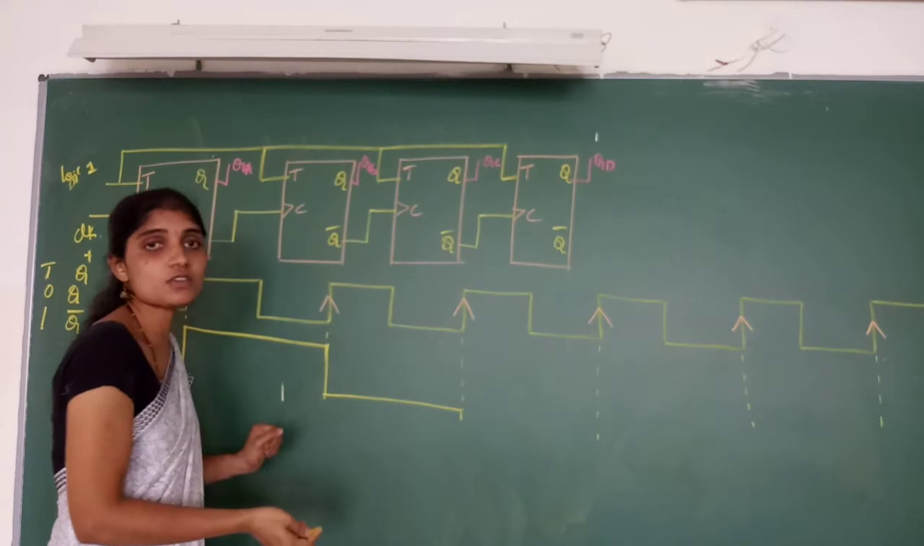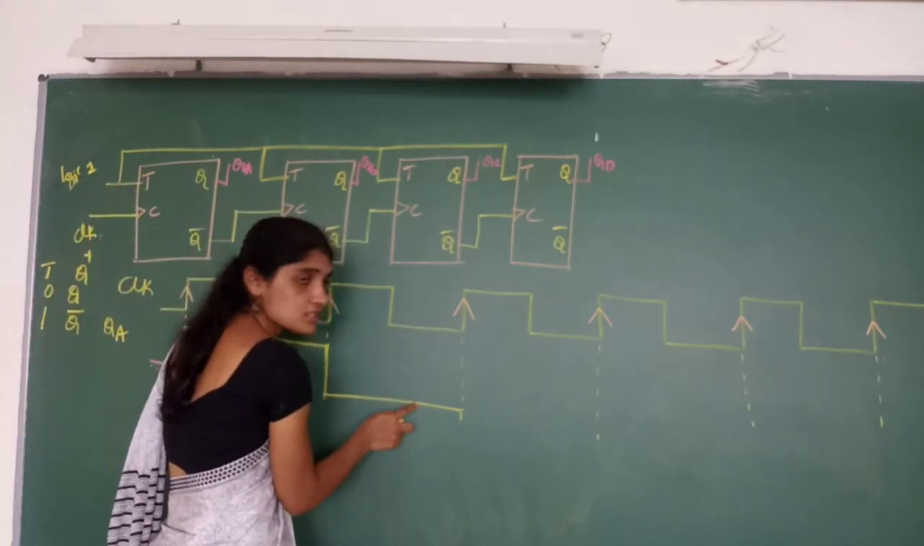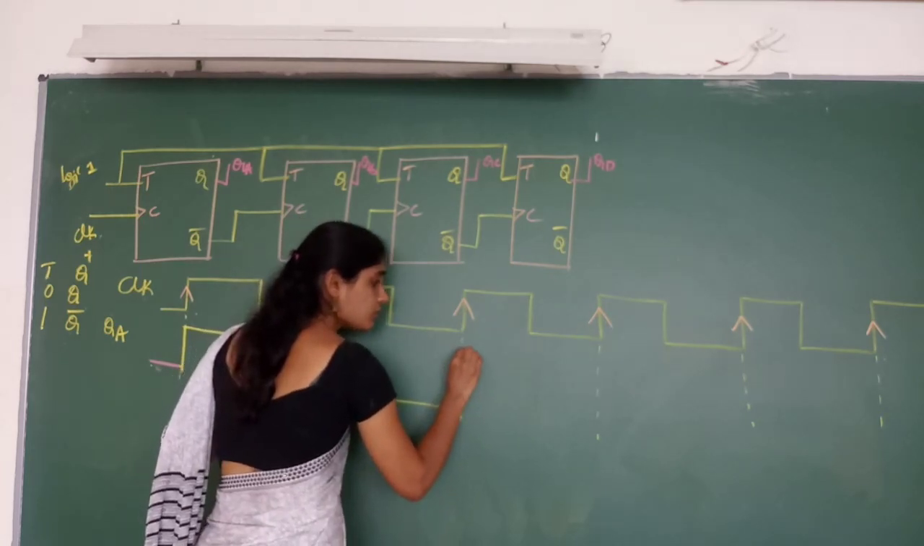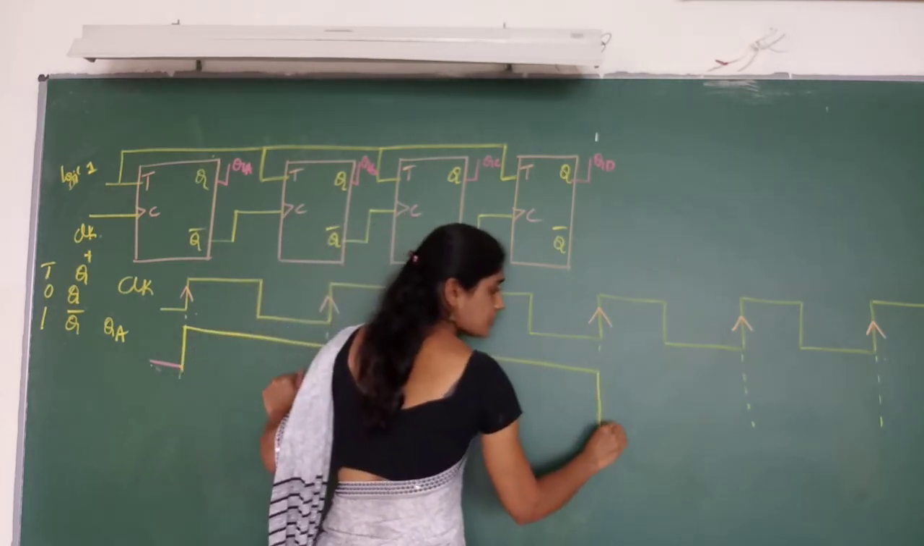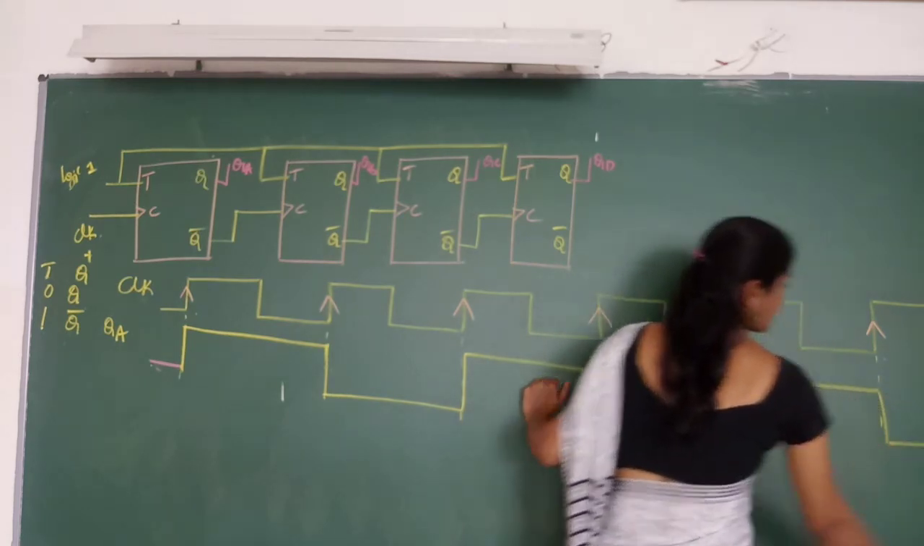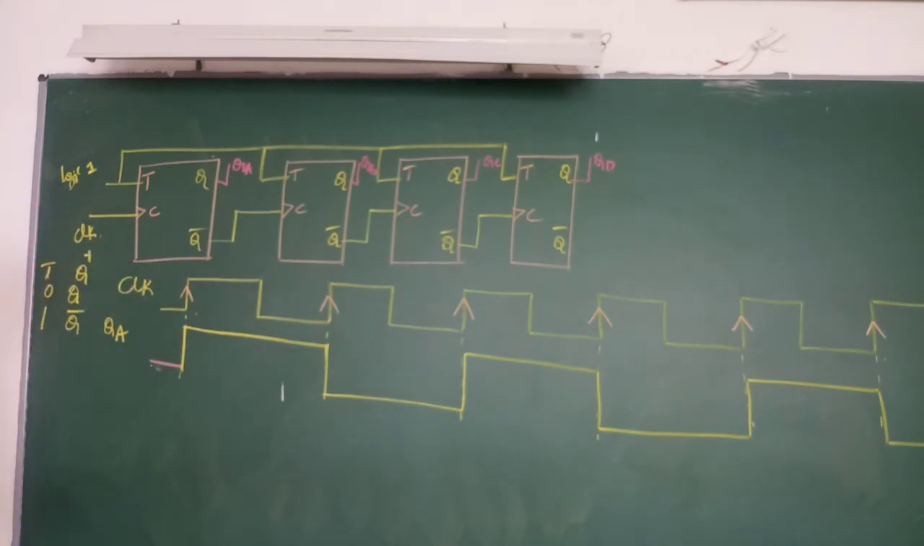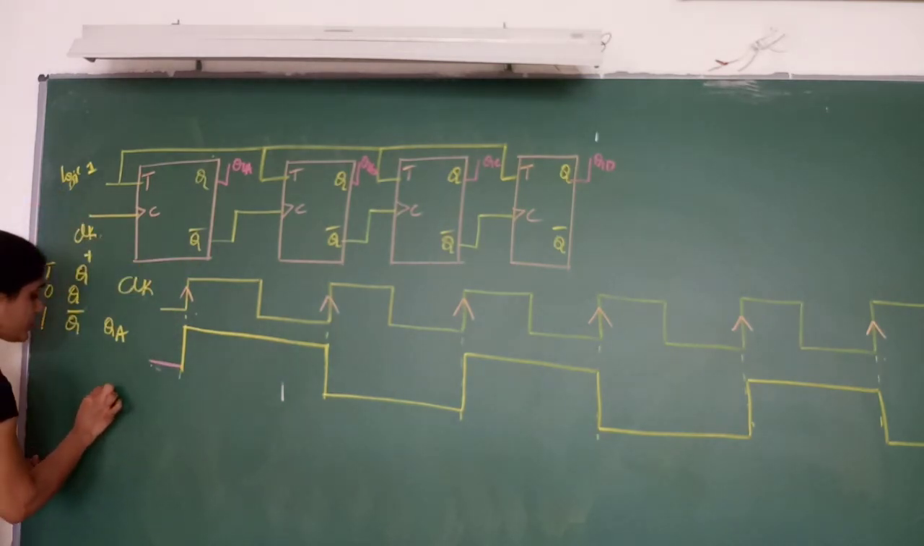That is how a positive edge triggered flip-flop will work. At this edge, what is the previous state? 0. T is 1, so it will toggle: 1, 0, 1, 0. Okay, this is QA, continuous. You can write QA. Next, I want to write QB.